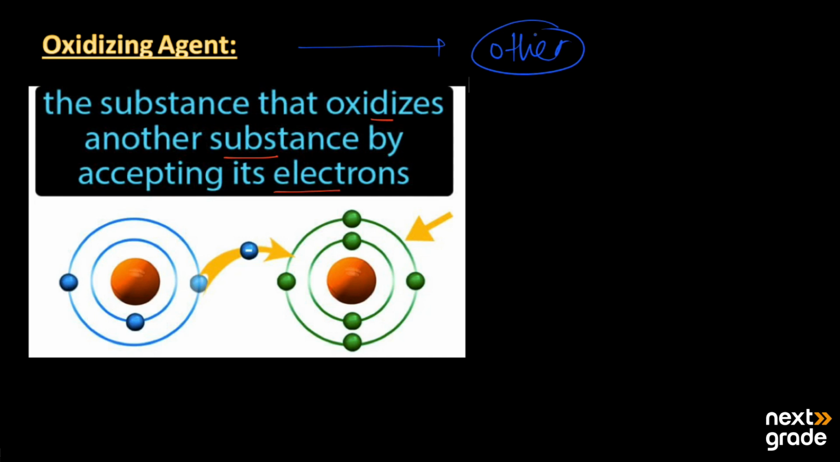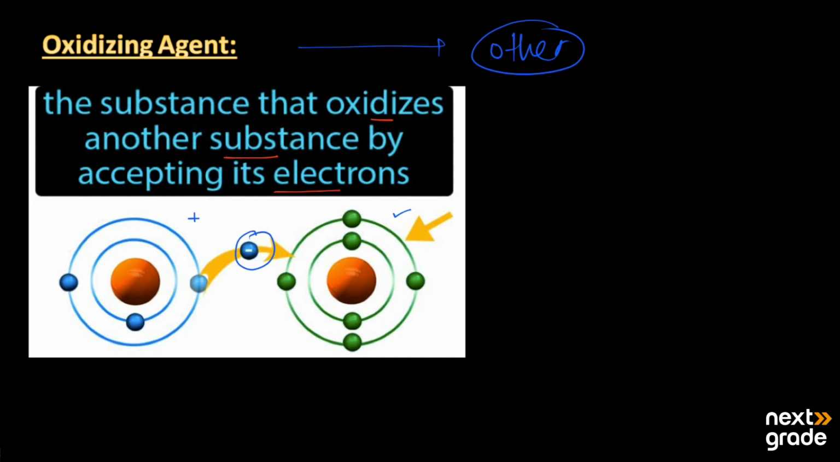How do they oxidize the other substances? Because when they accept the electrons, the substance that loses electrons gets oxidized, and the substance that accepts those electrons gets reduced and oxidizes the other substance.